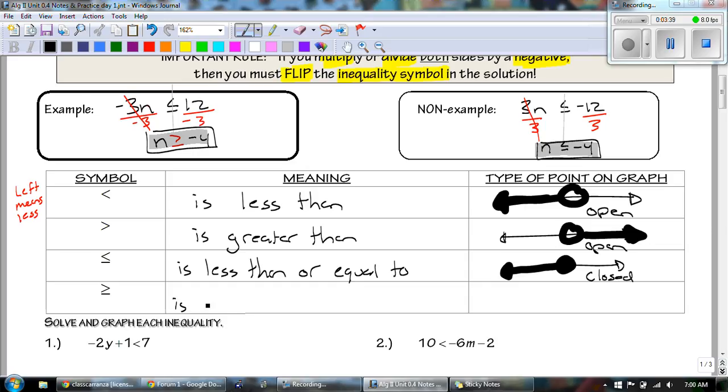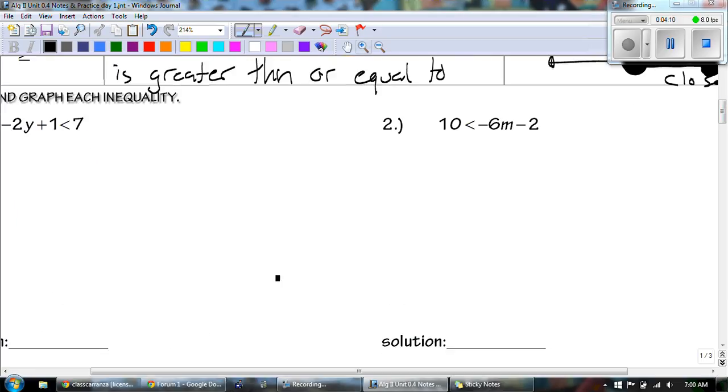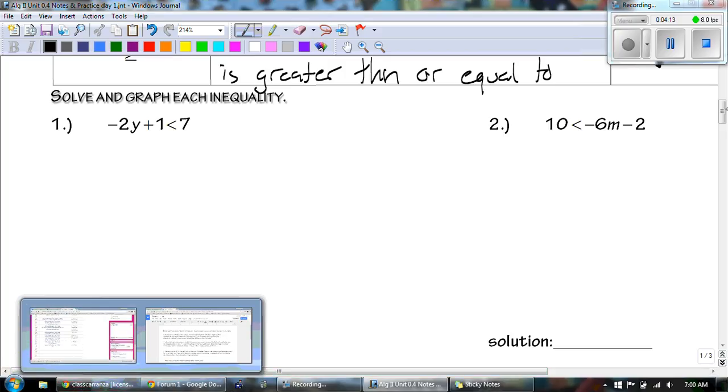And my last one is greater than or equal to. Once again, when we draw this on the number line, it's going to be closed. And since it's greater, we're going to the right. So hopefully that was a nice reminder for you guys. But now let's go ahead and start solving these. So we're going to solve and graph each inequality.